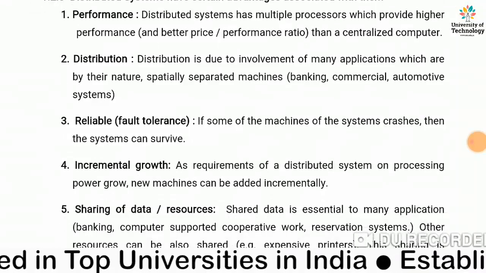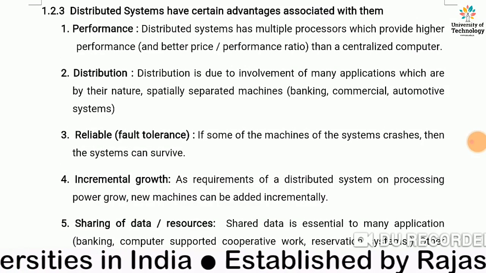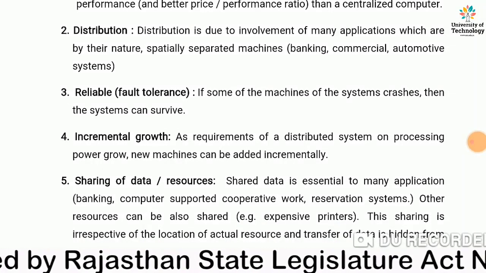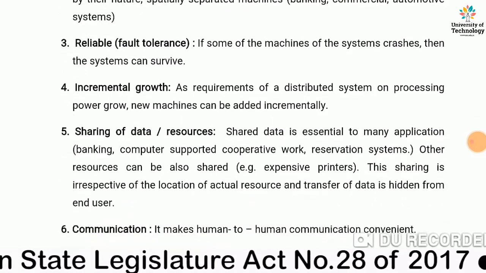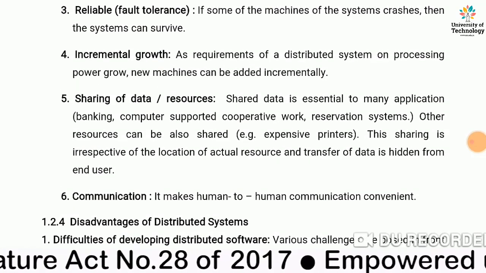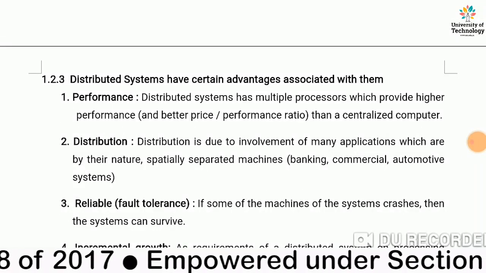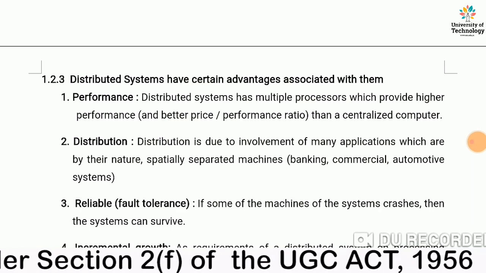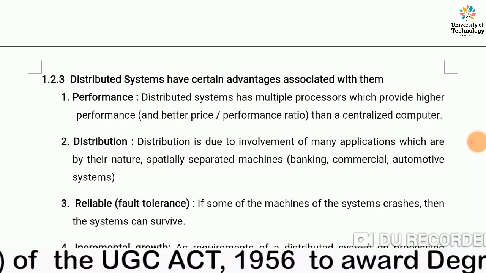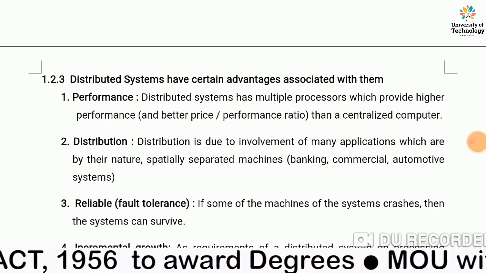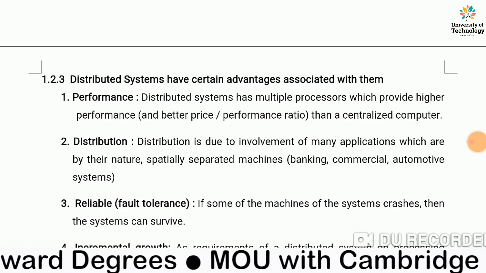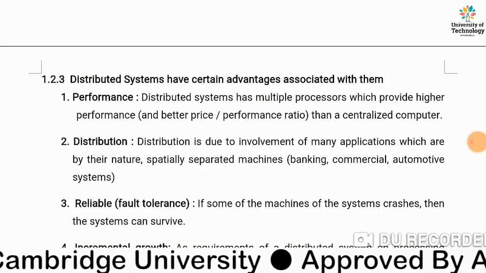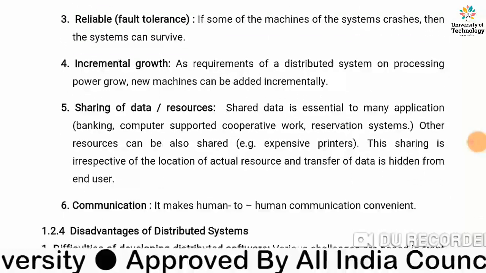Next, distributed systems have certain advantages associated with them. First, performance. Second, distribution. Third, reliability and fault tolerance. Then incremental growth, sharing of data and resources, and communication. A distributed system has multiple processors which provide higher performance and a better price performance ratio than a centralized computer. Second, distribution. Distribution is due to the involvement of many applications which are by their nature separated across machines, such as banking, commercial, and automotive systems. Next, reliability and fault tolerance.